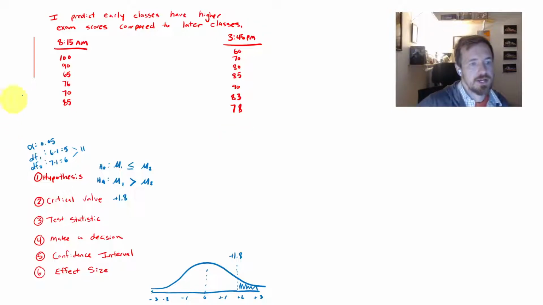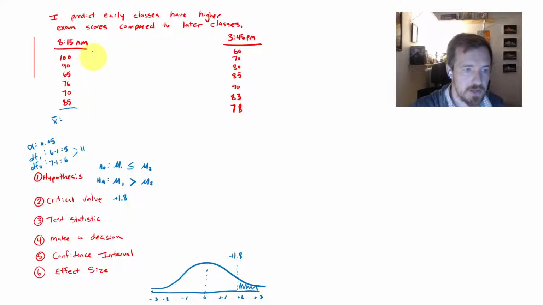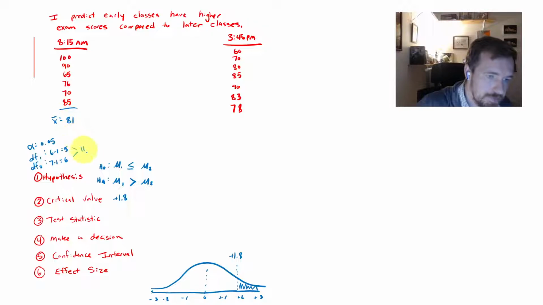Okay. All right, so the first thing I'm going to do is I'm going to do this all for the first sample, and then I'm going to do it all for the second sample. So for the first sample, I need to find the mean, right? So I need to find out what x bar is. X bar, I'm going to be adding up 100, 90, 65, 76, 70, and 85. And then I'm going to be dividing that by 6, because I have 6 people, and that gives me a mean of 81.